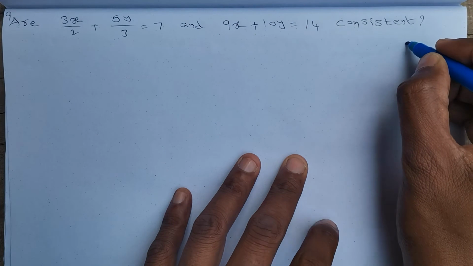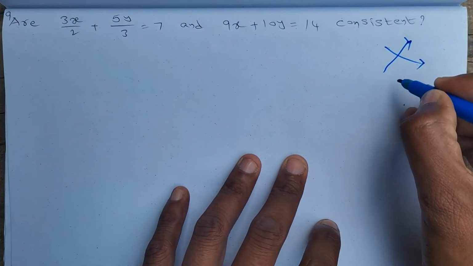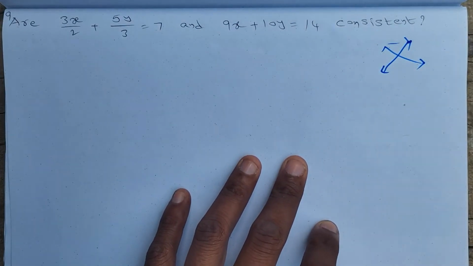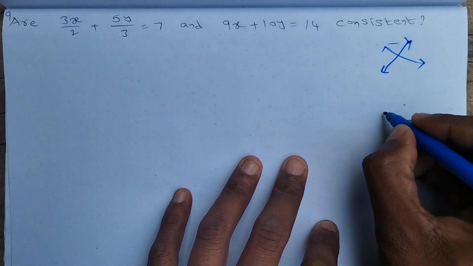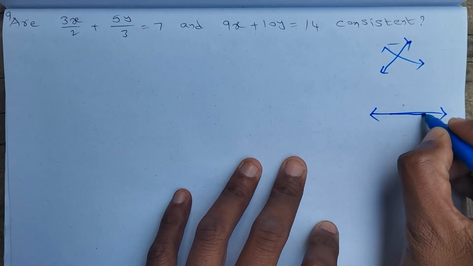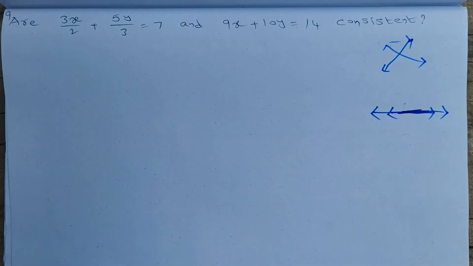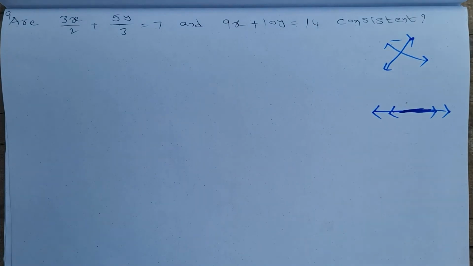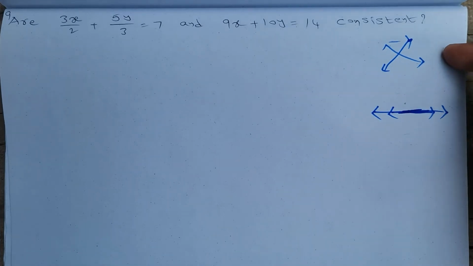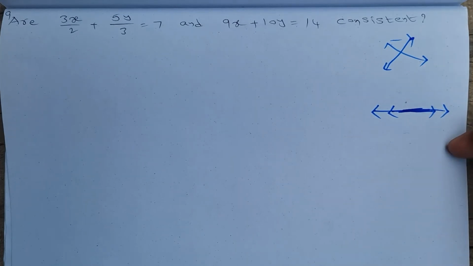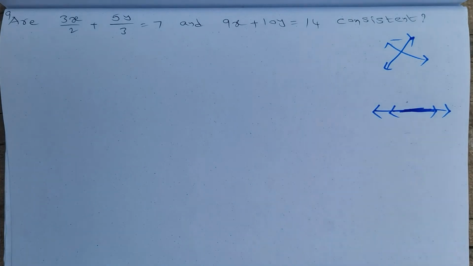If the two lines are intersecting lines, or if the two lines are completely overlapping, in these two conditions those equations will have at least one solution. So those two are considered consistent. The first one is intersecting and the next one is overlapping, otherwise called dependent in our terms. Okay, now let us check then.